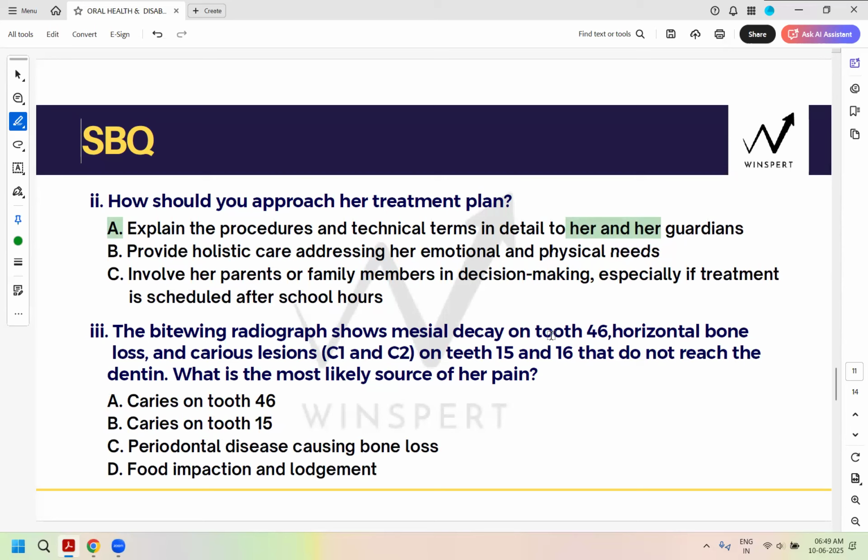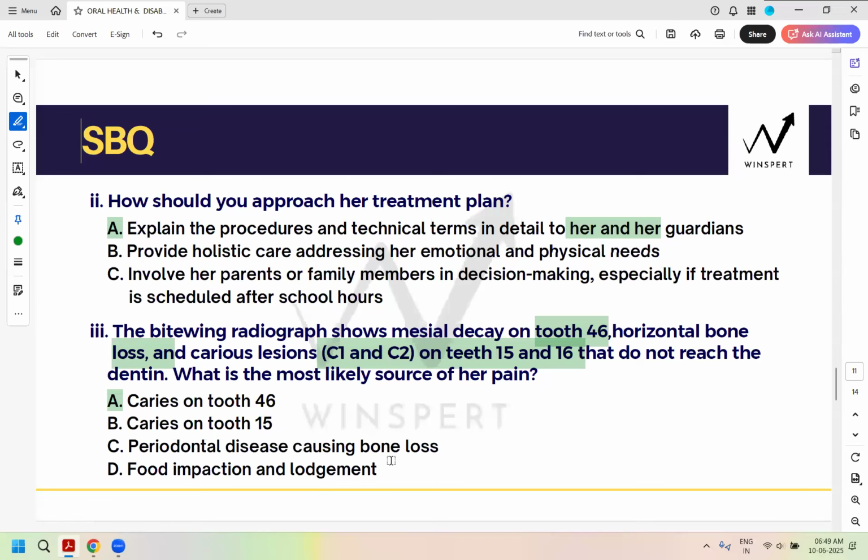Now, the bitewing shows there was a mesial decay on 4/6. There was also horizontal bone loss. There was C1 and C2 level caries on 1/5 and 1/6, which are not reaching clearly into dentine yet. So what's the most likely source of her pain? She has spontaneous pain and also tenderness on percussion. So 1/5 and 1/6 is not the source of that pain. Whether enamel caries of C1, C2 can give you TOP or spontaneous pain? Can it? Absolutely not. So that's why the mesial caries on 4/6 would be the possible source.